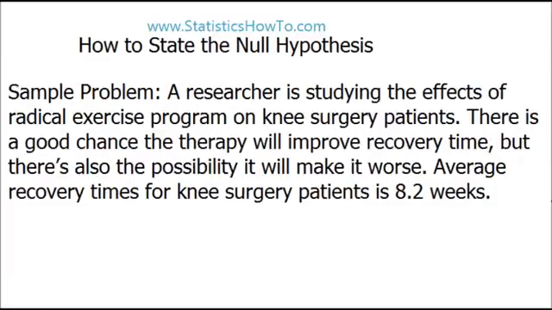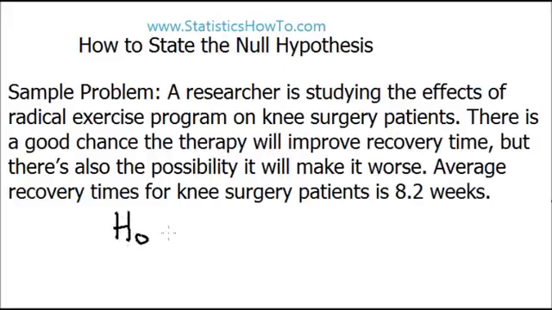I have a second question here. This is worded a little differently. It's about a radical exercise program and whether it will improve recovery time or possibly make recovery times longer. What we're looking for is some math we can work with, and the only thing given here is that the average recovery time is currently 8.2 weeks. So we can go ahead and write our null hypothesis.